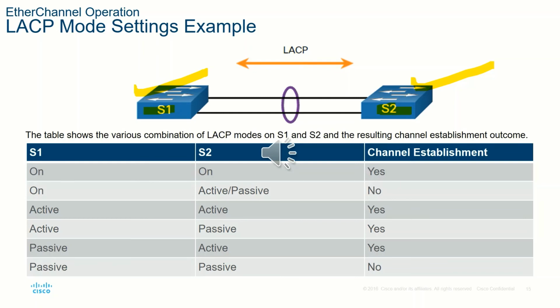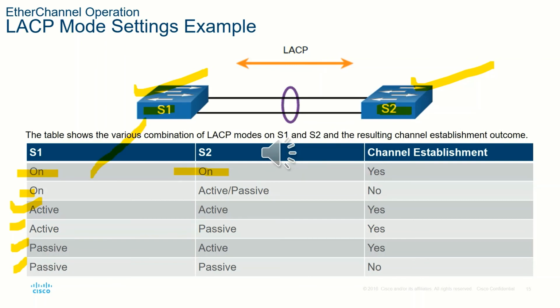Now we have different combinations. We are going to apply the mode on, then on and active or passive. The third combination of modes is active. The fourth combination of modes is active and passive. The fifth one is passive and active. The last one is passive. So we have two switches, switch 1 and switch 2. We are going to configure the mode on in switch 1 as well as in switch 2. In both switches, we are going to configure the mode on.